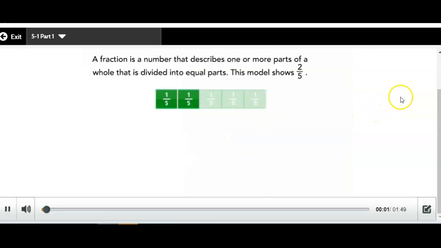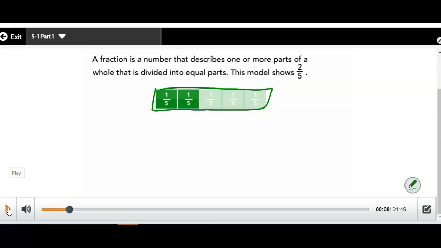A fraction is a number that describes one or more parts of a whole that is divided into equal parts. This model shows 2/5. Okay, so what a fraction is. A fraction is just a part of a whole. This rectangle is a whole. The fraction is 2/5. Can someone tell me how you get 2/5 from this model?